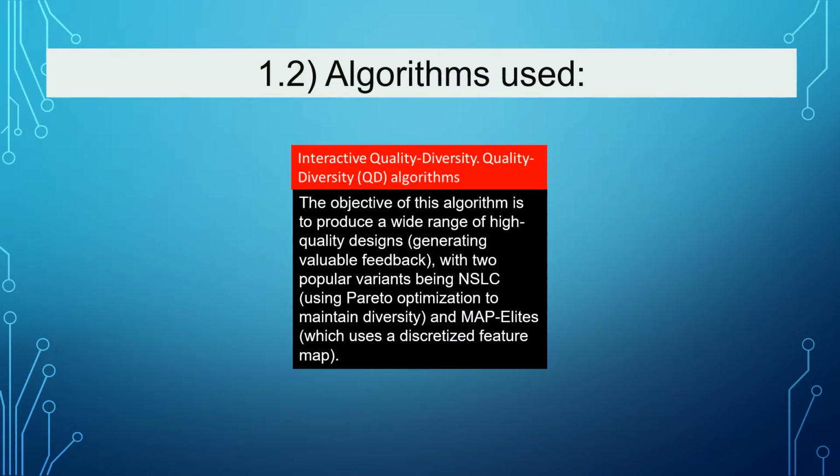This is the second algorithm used in this article. The objective of this algorithm is to produce a wide range of high-quality designs, such as generating valuable feedback to the user, with two popular variants: NSLC, using parental optimization to maintain diversity, and MAP-Elites, which uses a discretized feature map.